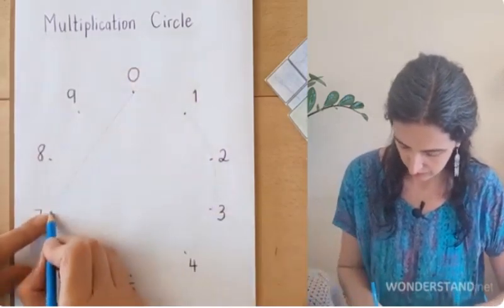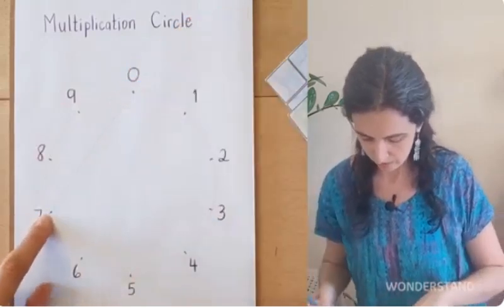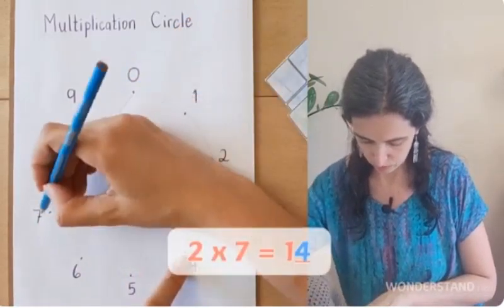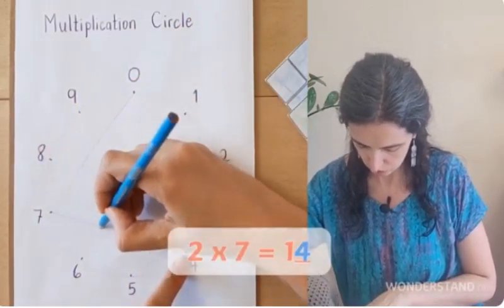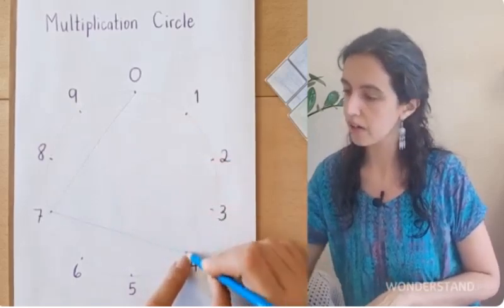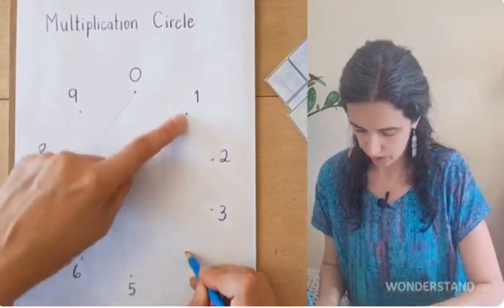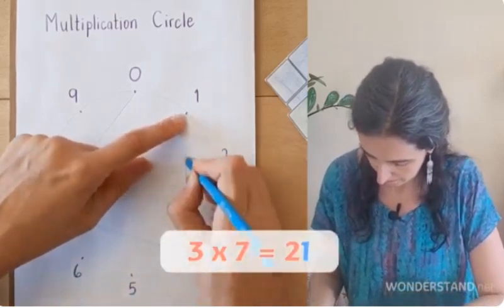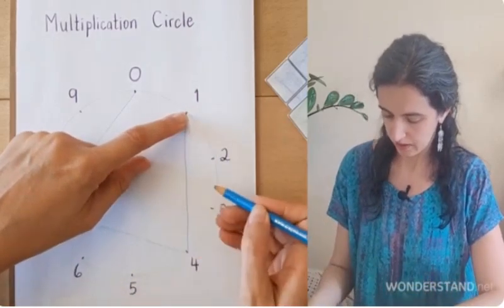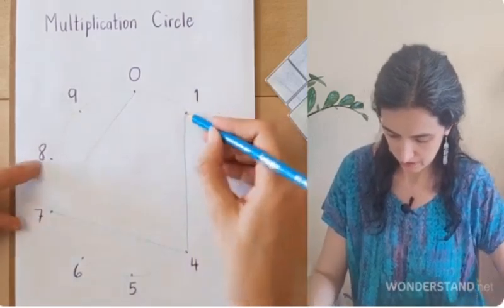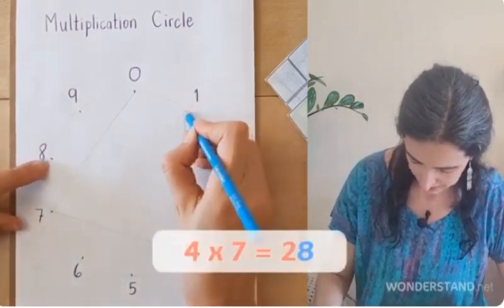So we go from 7, and then 2 times 7, and we find it here. That's 14. So we try to make a straight line. 14. 3 times 7 is 21. 4 times 7 is 28.